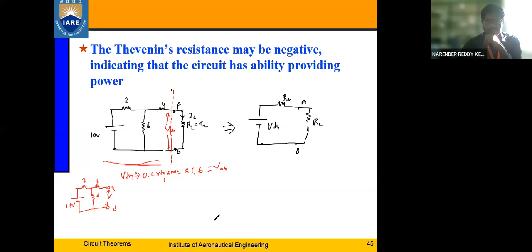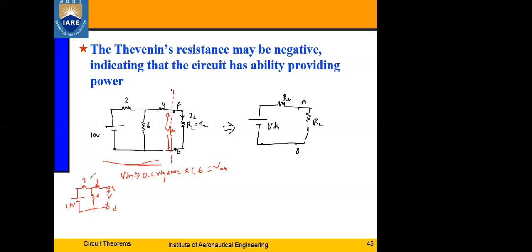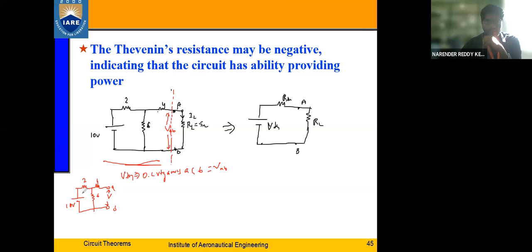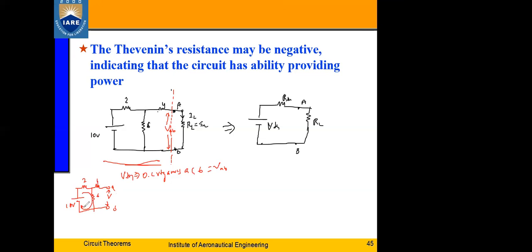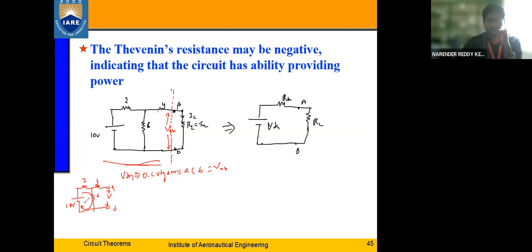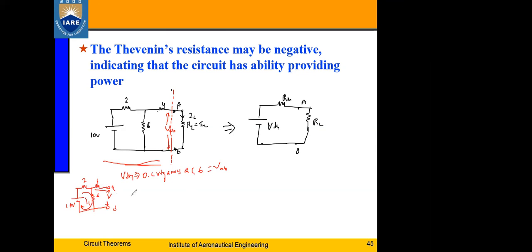Okay, can we do it in some other way? Since this is open circuited, how many loops of current are possible? One is possible. Only one, right? So this is I1. Is there any current flowing in the 4 ohms? No, there is no current flowing in the 4 ohms.